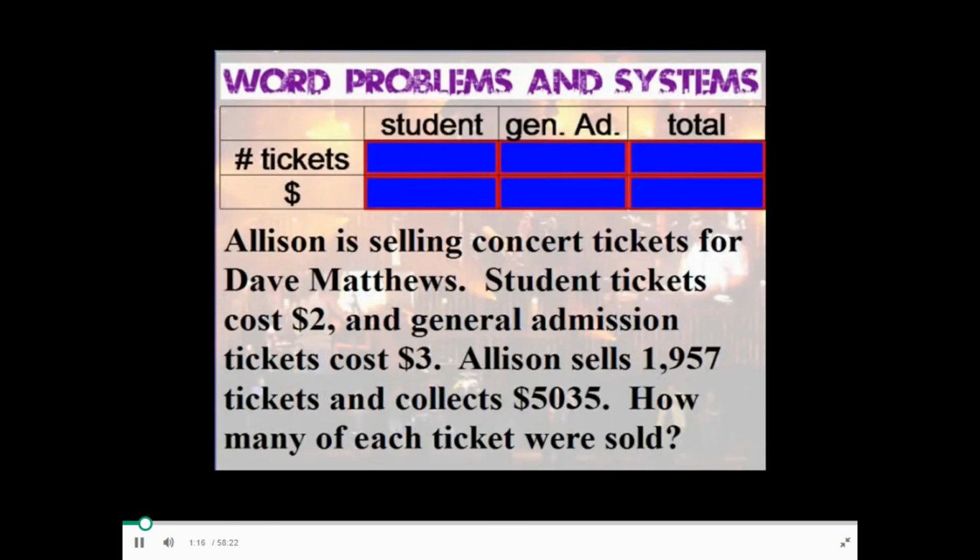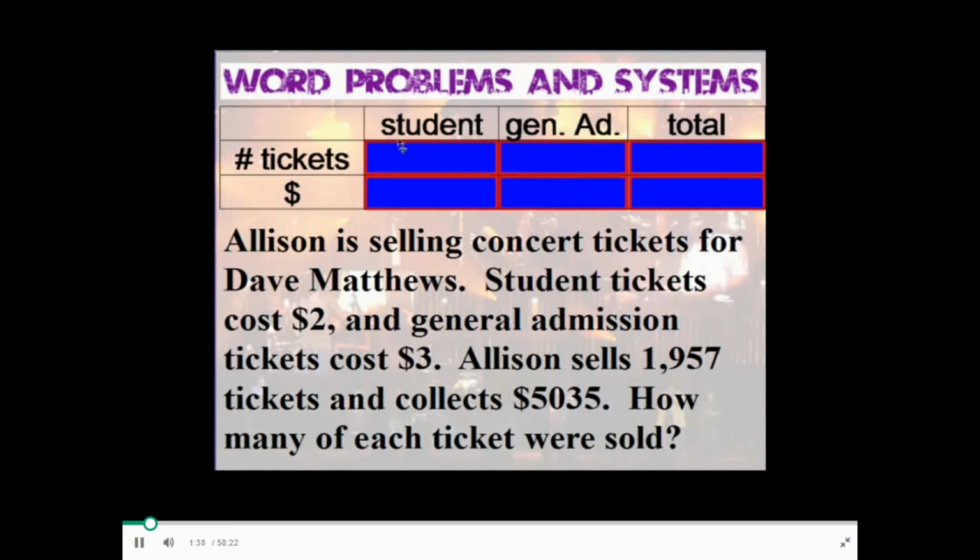And for our first word problem, we're going to talk about Allison. Allison is selling concert tickets for Dave Matthews, the most awesome musician ever. Student tickets cost $2 and general admission tickets cost $3. Allison sells 1,957 tickets and collects $5,035. How many of each ticket were sold?